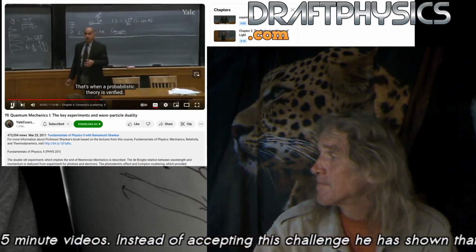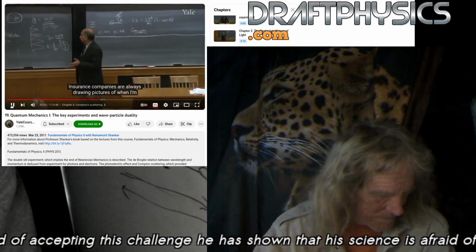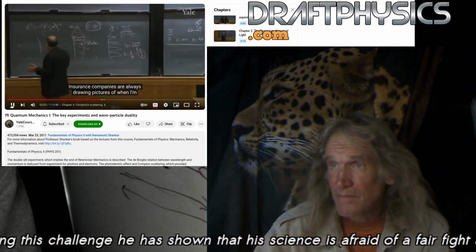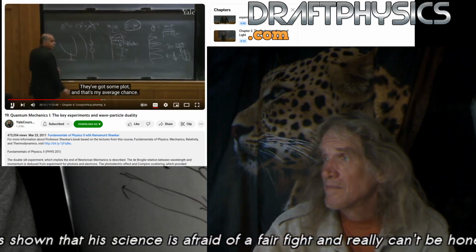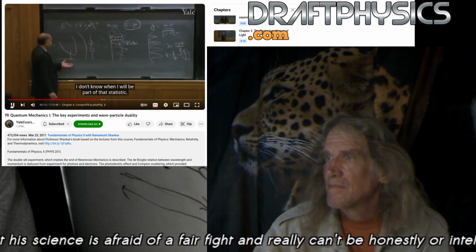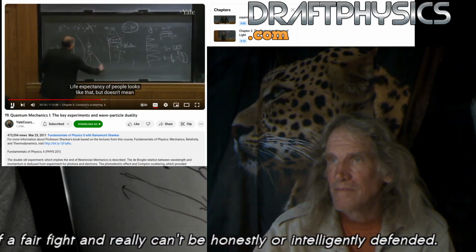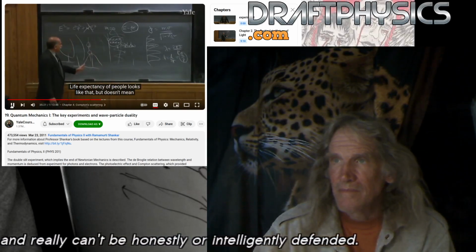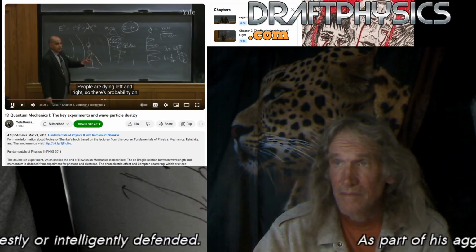That's when a probabilistic theory is verified, not verified by individuals. Insurance companies are always drawing pictures of when I'm going to die. They got some plot, and that's my average chance. I don't know when I will be part of that statistic, because in fact, it usually looks like this. Life expectancy of people looks like that, but it doesn't mean everybody dies on one day. People are dying left and right, so there's probability on either side.